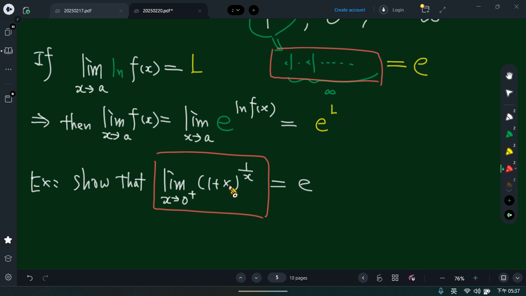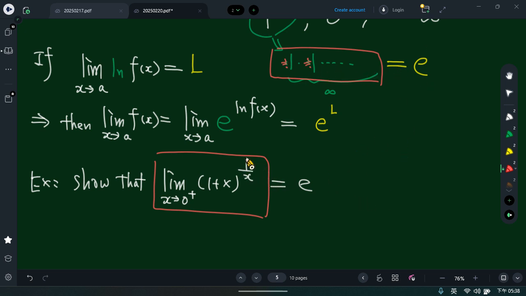0 plus means a little bit more than 0. So when we have 1 plus x, this number will be a little bit more, somewhat a little bit more than 1. That means it's almost equal to 1. Then times together infinitely, right? Then the result is e.